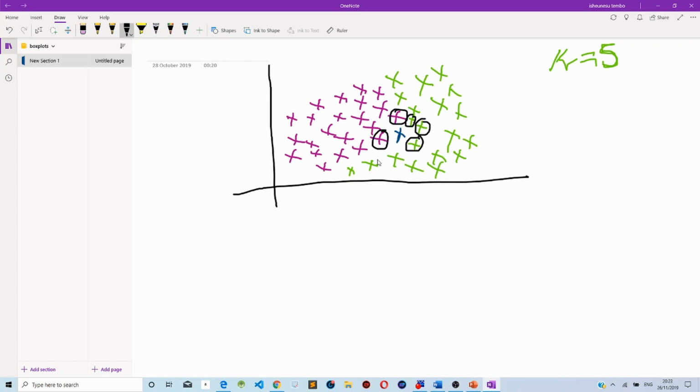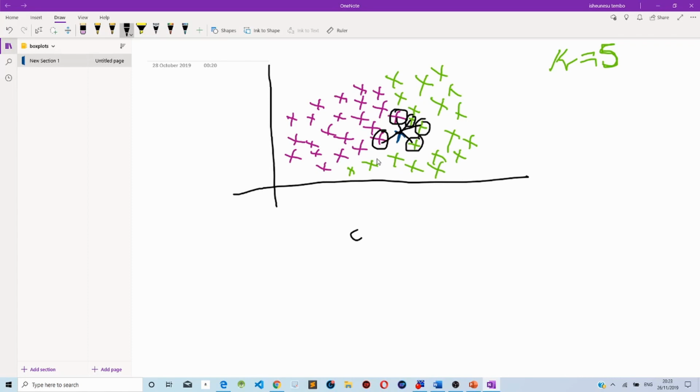We consider these nearest neighbors in terms of distance from this blue data point. So how do we calculate the distance? These data points are vectors. So how do we calculate the distance? We use 2 methods, or 2 parameters, to calculate the distance.